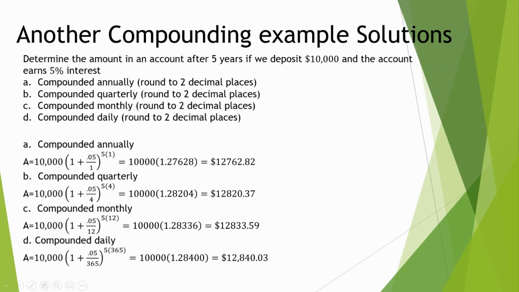Your n. So in this case, n is 1, compounded annually. That's why here we have a 1 and a 1 here. This is what we get. Here, quarterly, n is 4. So this is 4, this is 4. We get this. n is 12, right? Because monthly, 12 months in a year. We get this.